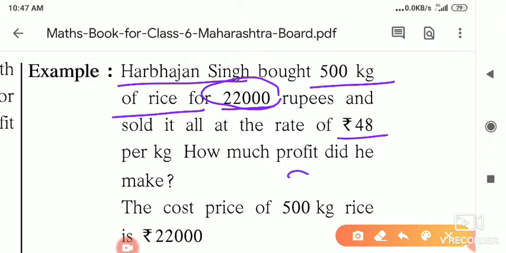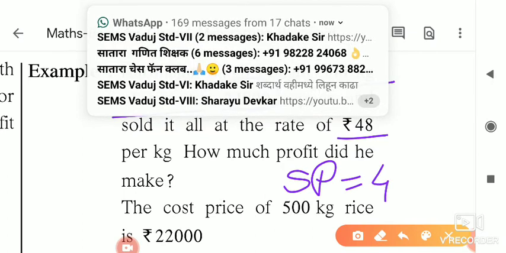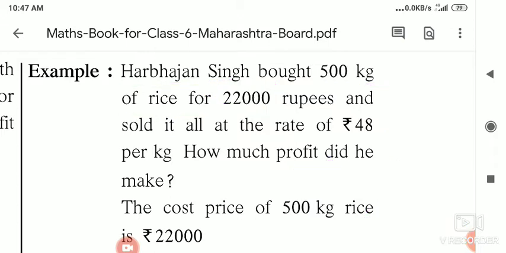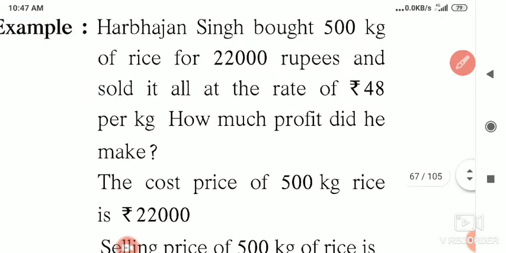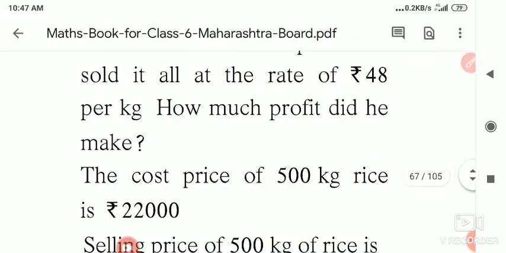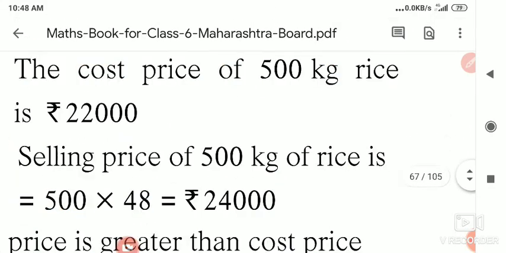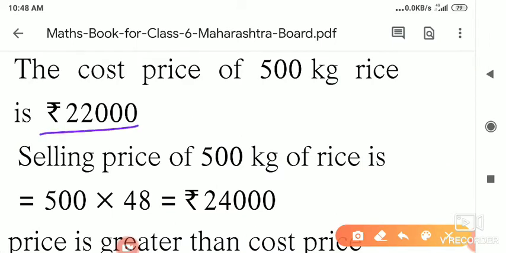So we have to find the SP, which is 48 into 500, since that is the total amount of rice. We find the total, and then we decide whether he is facing a loss or getting a profit. So first of all, we solve the example. Harbhajan Singh bought how much rice? 500 kg for how much? 22,000 rupees. Therefore 22,000 is the cost price.